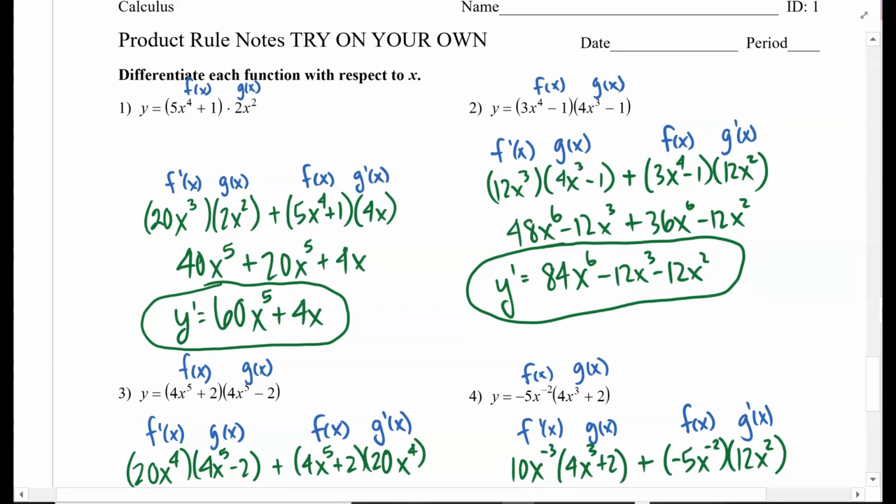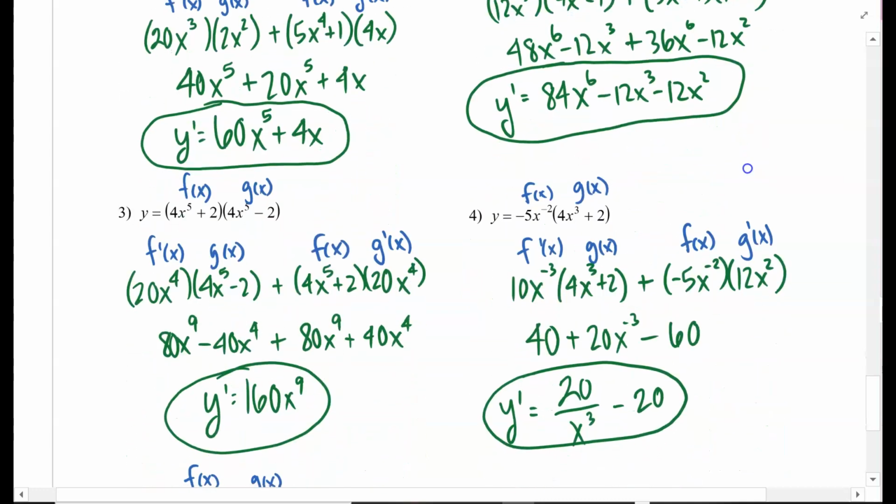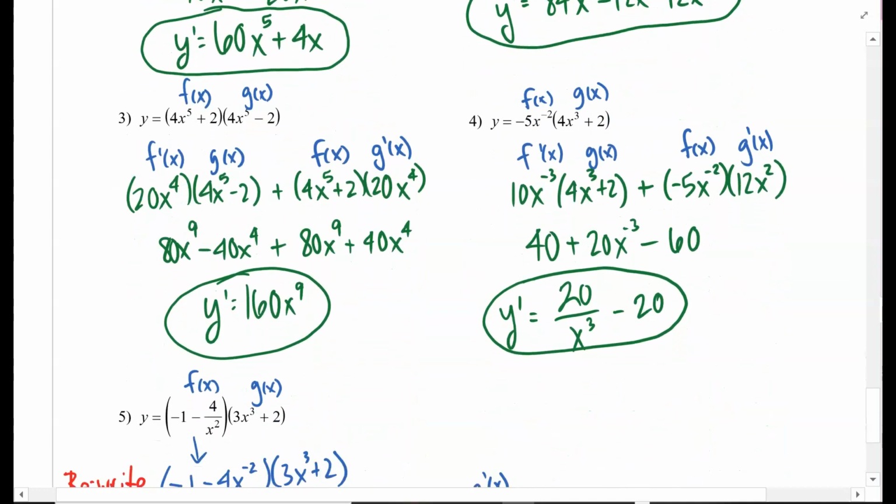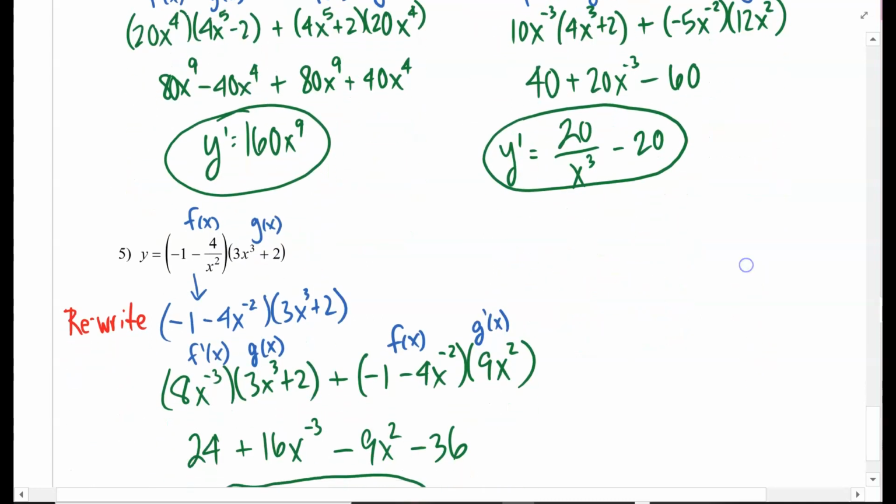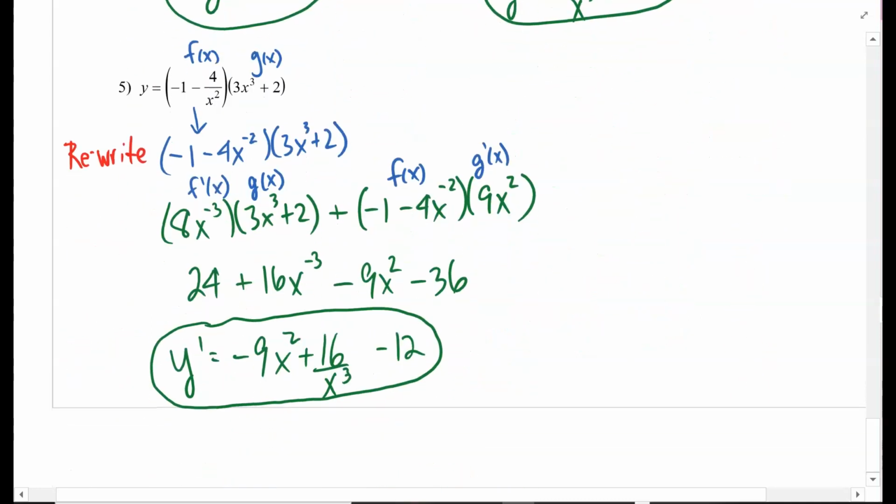So here's the answers to the first two. The next 3 and 4. And then here's the answer to the last one.